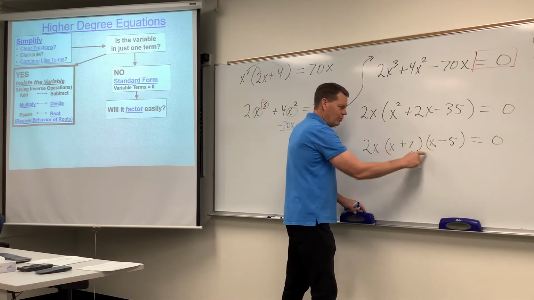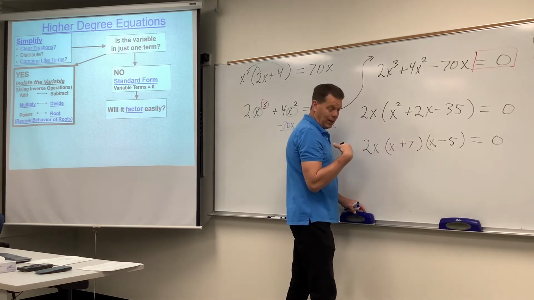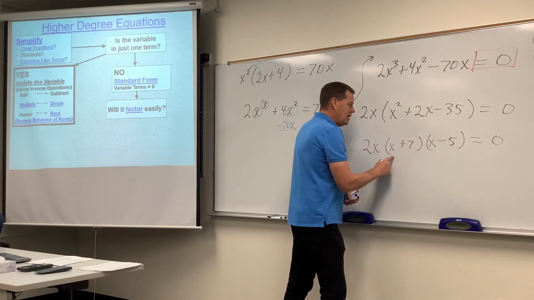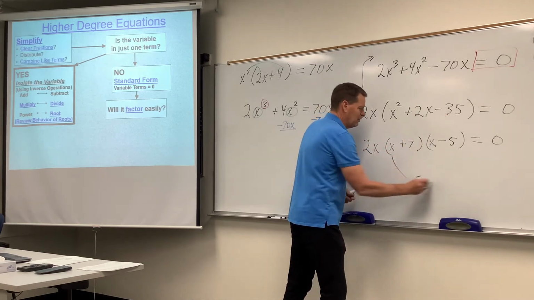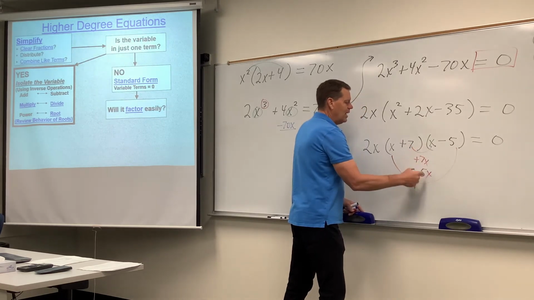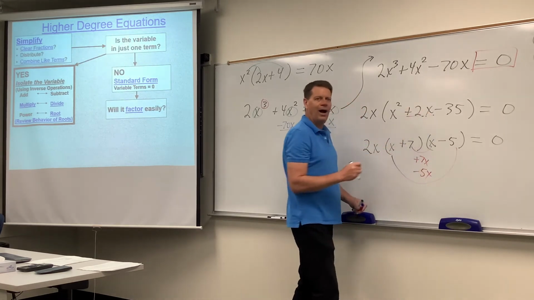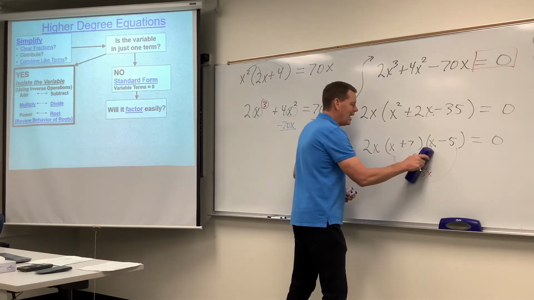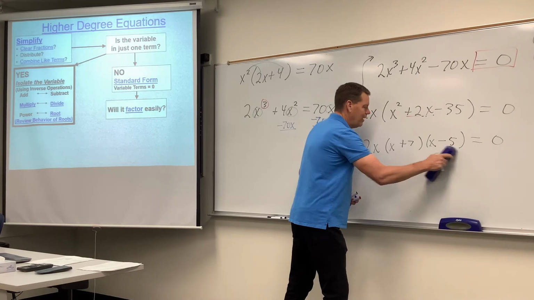If you were to distribute this, or if you speak English, FOIL it. The first is x squared, the last is negative 35. The outer, let's just check this, just for the heck of it. The outer is negative 5x, the inner is positive 7x, and you add those, positive 2x. Indeed, that is it. So that is how it would factor.